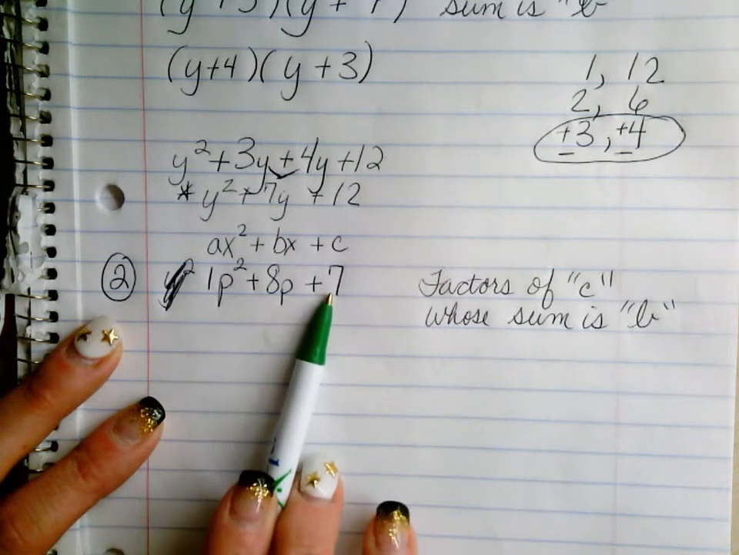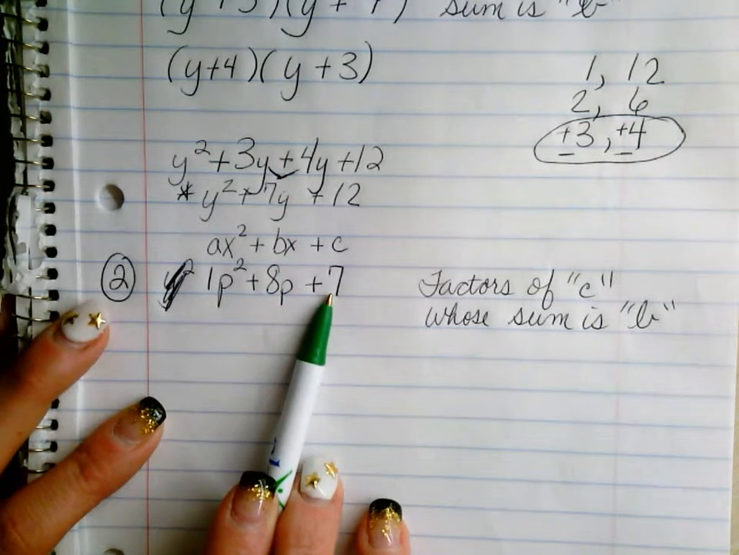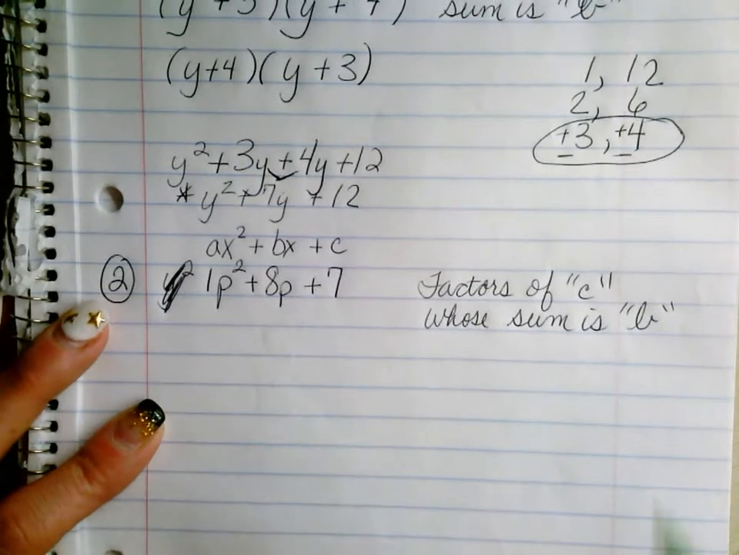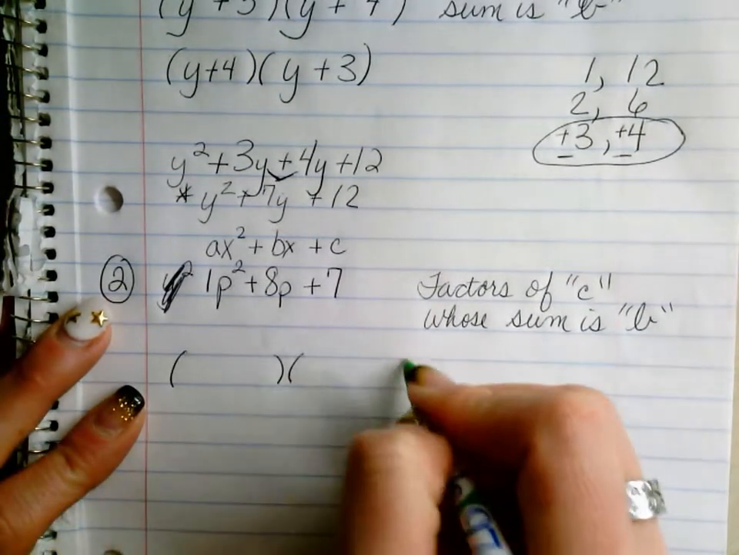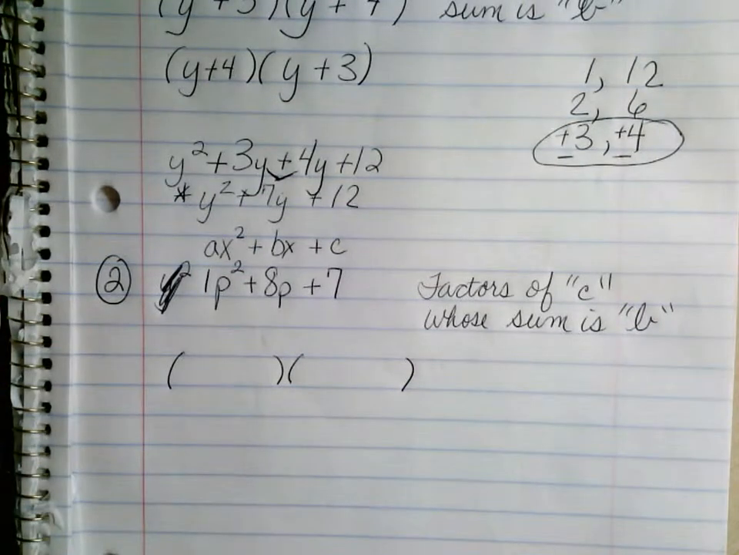So let's factor 7, positive. Yep, 7 and 1, negative. Or 7 and 1, positive. Right? So you can write it out, I don't care. But which of those, when added together, will give you a positive 8? Positive, positive.